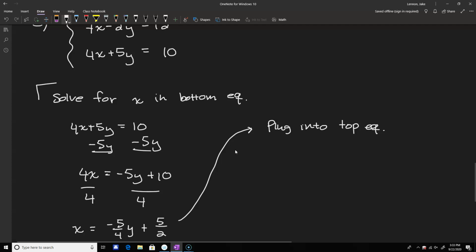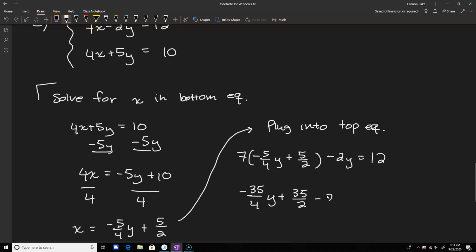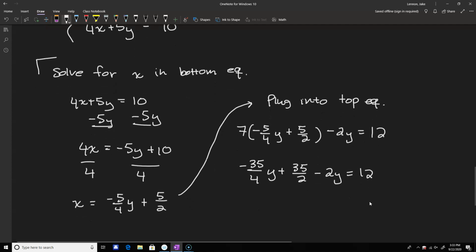So this is where it starts to look kind of ugly. We've got 7 times x, which we're now representing with minus 5 over 4 times y plus 5 over 2, minus 2y equals 12. So then we want to distribute the 7, so we get minus 35 over 4y plus 35 over 2 minus 2y equals 12. And then what we want to do is eliminate fractions. That's probably the best way.